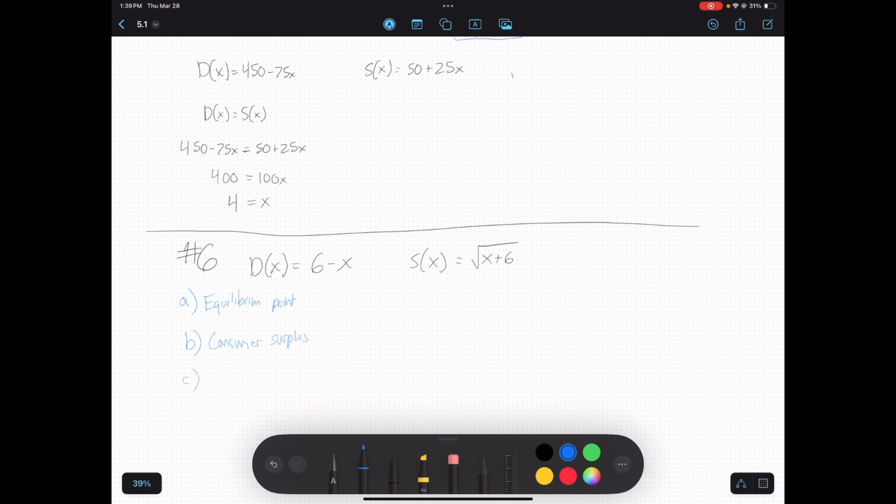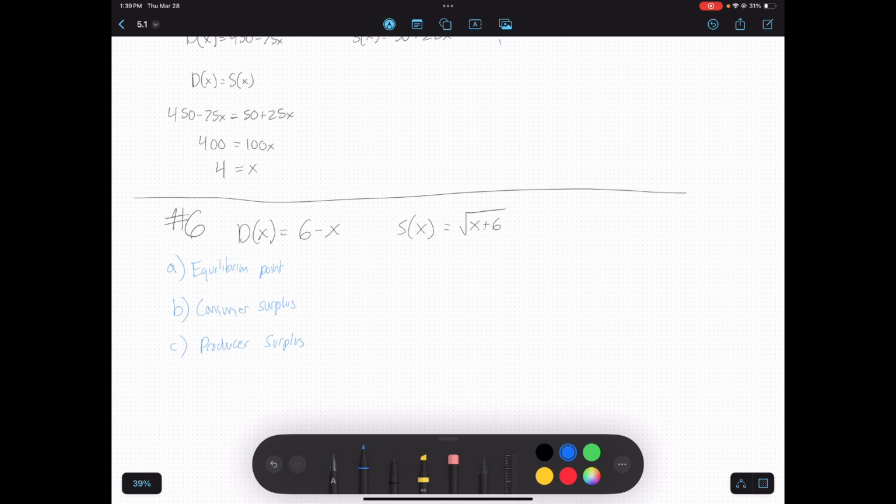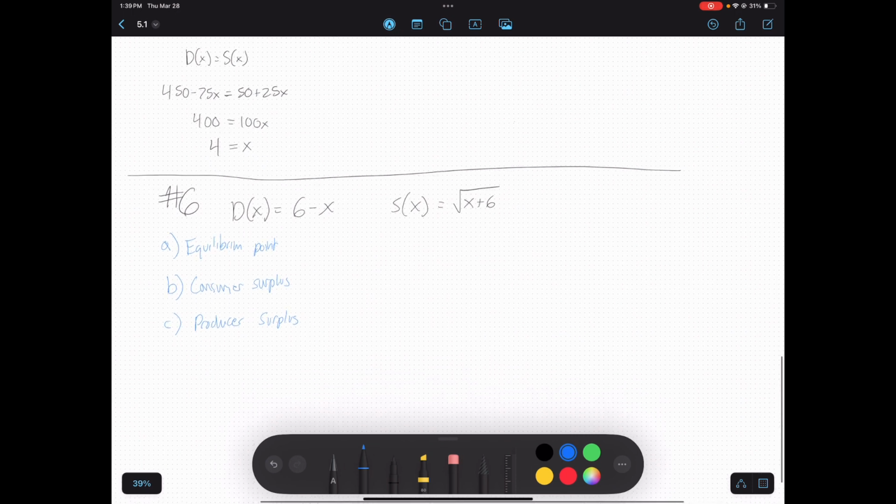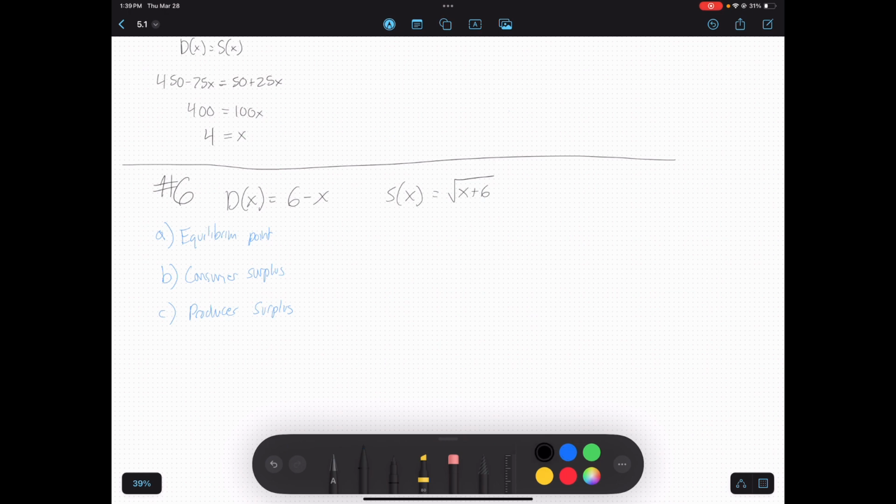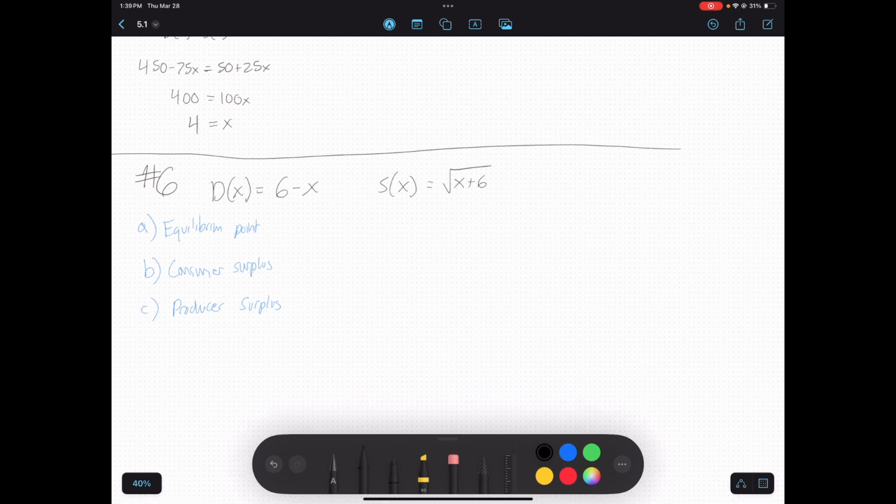And third, of course, the producer surplus. So all of your homework problems are structured the exact same way. I want to do number 6, though, because 6 has a kind of fun extra thing to worry about. It can be a little tricky, so let's talk about this one.